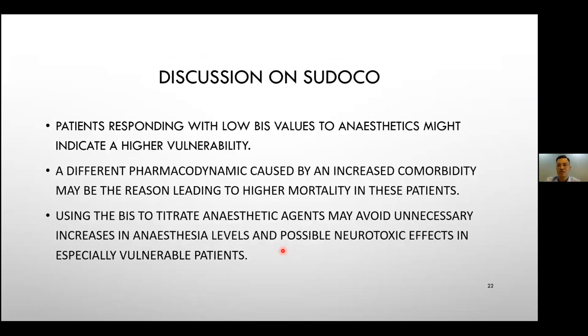So some interesting discussions with the Sudoku study are that patients who respond with a low BIS value to anesthetics might indicate a higher vulnerability. And a different pharmacodynamic caused by an increased comorbidity may be the reason leading to the high mortality in this group of patients. And using the BIS to titrate anesthetic agent may avoid unnecessary increases in anesthesia level and possible neurotoxic effects in these vulnerable patients.